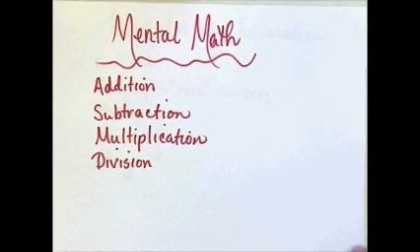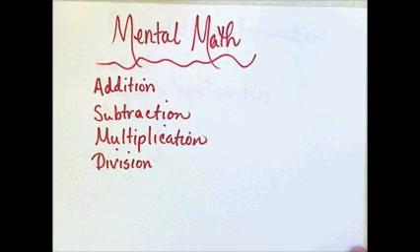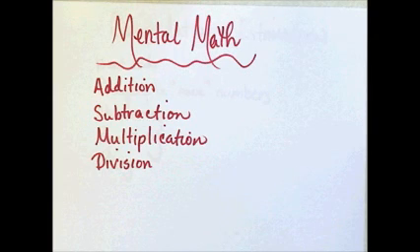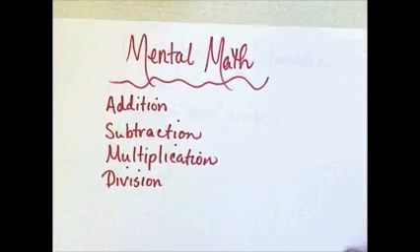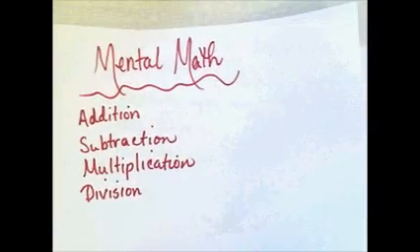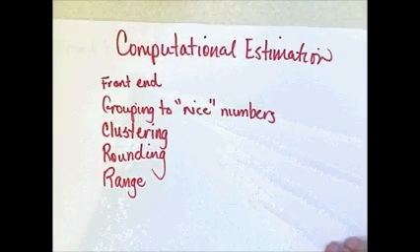Okay, there are all kinds of different ways that we can estimate numbers. The National Council of Teachers of Math and also the Common Core Standards talk about the importance of students or anyone being able to determine the reasonableness of an answer. Estimation or mental math is a way that we can determine reasonableness of answers. And we can do mental math for addition, subtraction, multiplication, and division, all four.